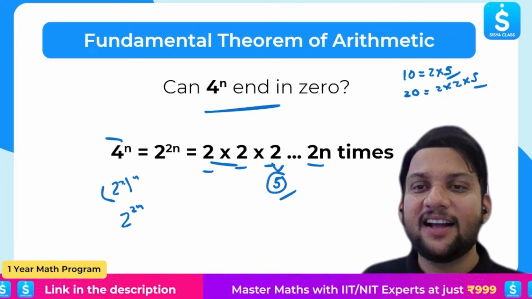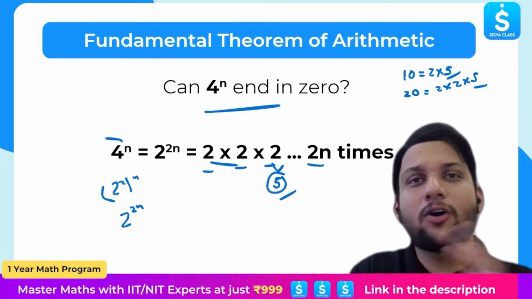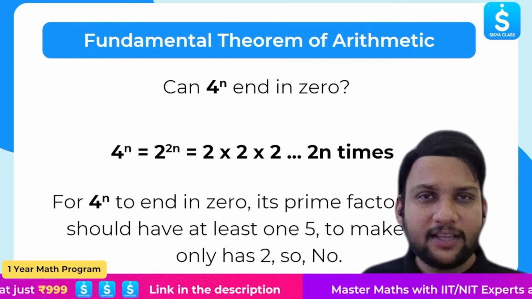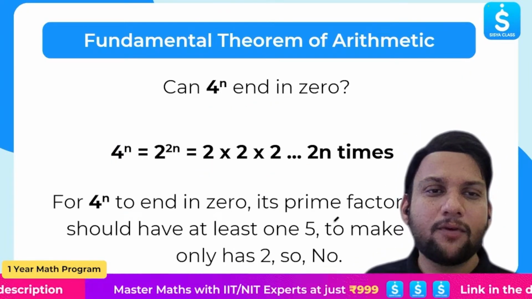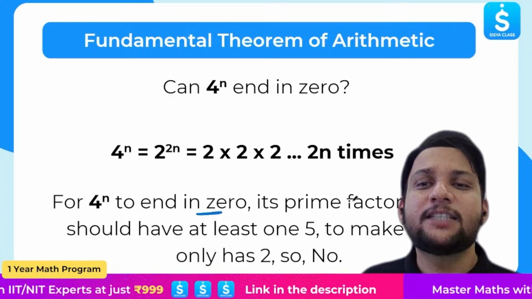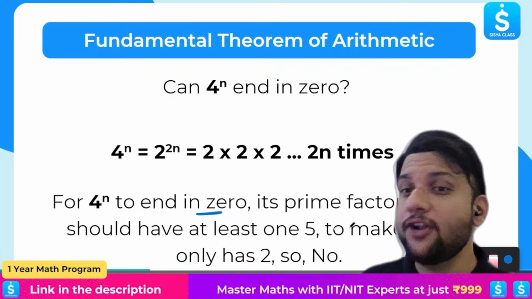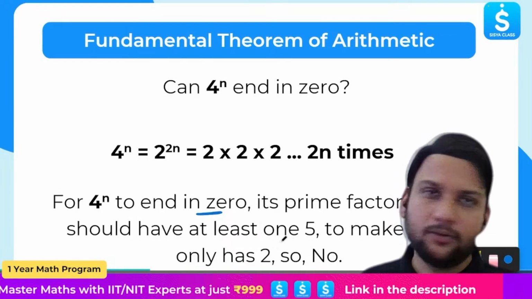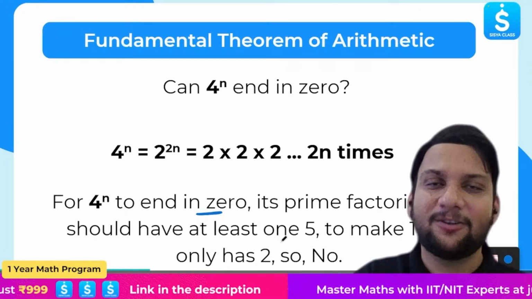Now, let's go to another question. So this is the statement that you have to write in the exam: for 4 raised to power n to end in 0, its prime factorization should have at least one 5. It has only 2. So no, it cannot end with 0.